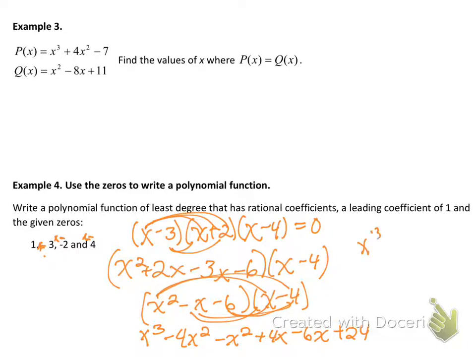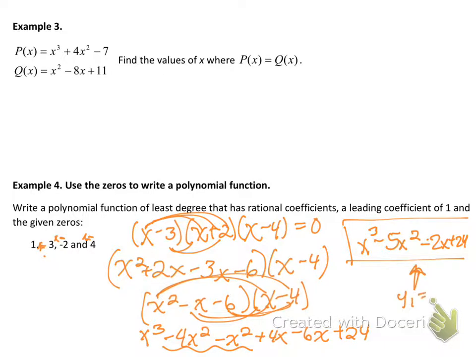So I have an x cubed, which doesn't combine with anything. And then I have these two, which becomes minus 5x squared minus 2x plus 24. Okay, you could then put this into your y equals and graph and check. It should cross at 3, -2, and 4. Okay, so this is a way to check. All right, let's look at the next one.